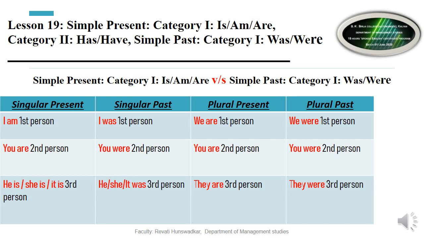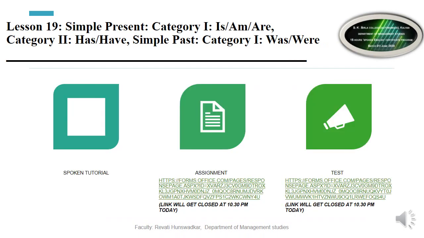I hope I have been clear with all the basics of simple present category 1: is, am, are. Category 2: has, have, and simple past category 1: was, were. We know now where to use and how to use category 1 and 2 of simple present and category 1 of simple past. So here we end up with our lesson number 19, simple present and simple past.